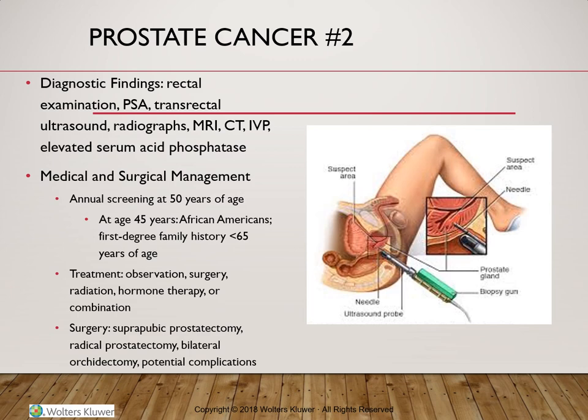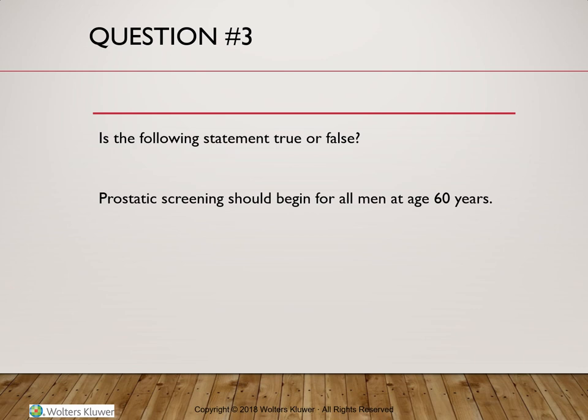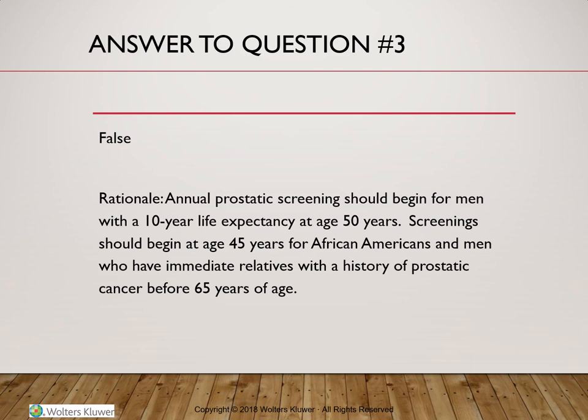So question number three is, if the following statement is true or false: prostatic screening should begin for all men at age 60 years. The answer is false, and the rationale is that an annual prostatic screening should begin for men with a 10-year life expectancy at age 50. Age 60 is way too late if we are trying to diagnose and save. There may be a lot of cases that will be diagnosed too late if we are starting at age 60.